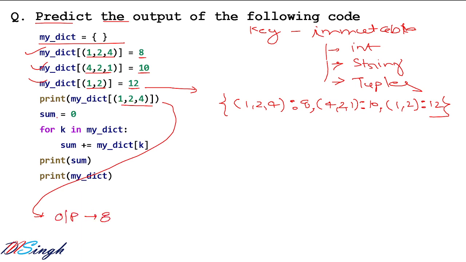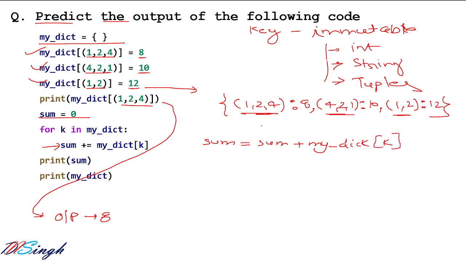Next we have taken a variable sum, and in that sum variable we have assigned 0. After that, for k in my_dict. What will k assume? K will assume the keys of this dictionary one by one, this value, then this value, and then this value. The next statement inside the for is sum plus equal to my_dict of k. So it looks like sum equal to sum plus my_dict of k.